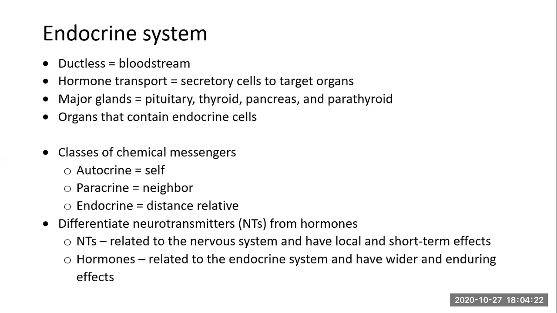They have short-term effects. Hormones, on the other hand, are related to the endocrine system and they have wider and enduring effects. One typical example is, let's say, the neurotransmitter GABA. So this is related to mood. If somebody injects you with GABA, the effects are actually very quick. But for hormones, let's say if somebody injects you with growth hormone, it takes weeks, months, probably longer, in some cases years, before you see the effects.